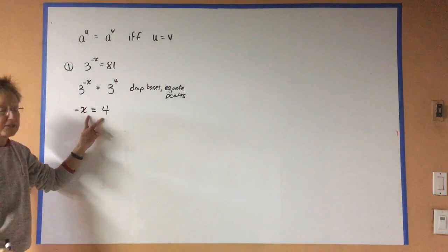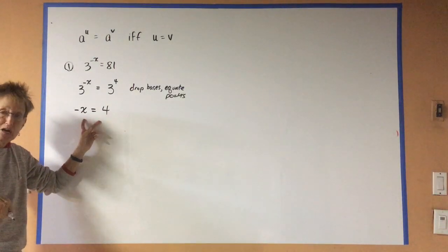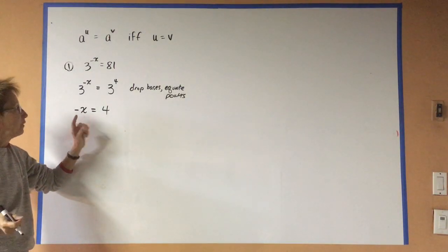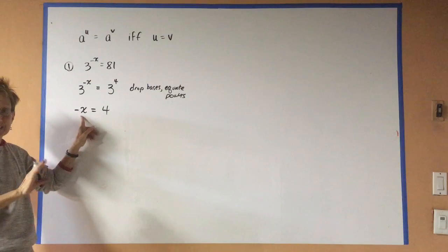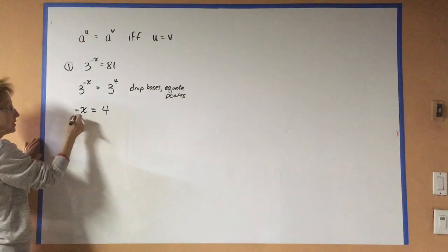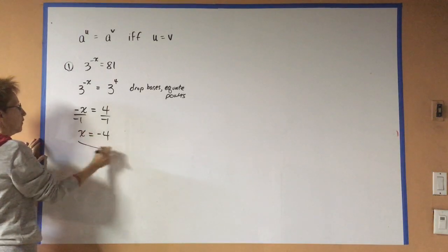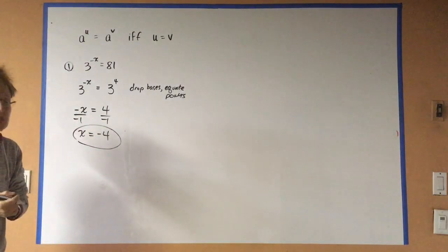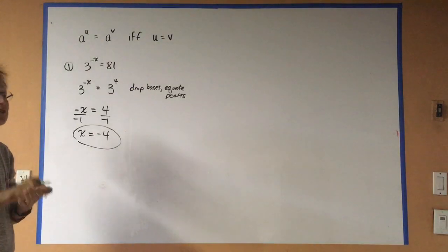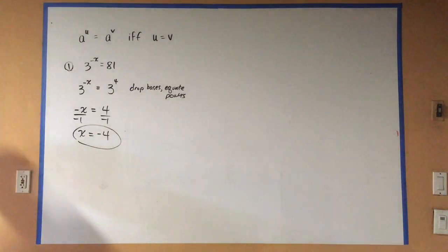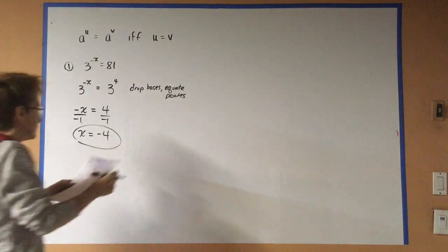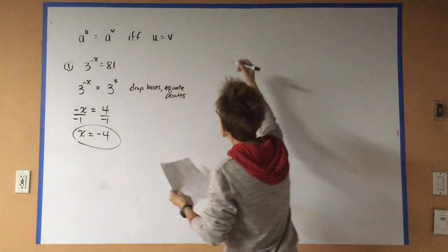Now it's a matter of saying to yourself, what kind of an equation is it now, and how do I solve it? Well, now it's linear. I know exactly what I need to solve this. I hardly have anything left to do. I just need to divide by negative 1. And so I get x equals negative 4, and I'm all done. So that was solving an exponential equation by trying to create same bases. That was an easier one. Let's go take a look at number 2.